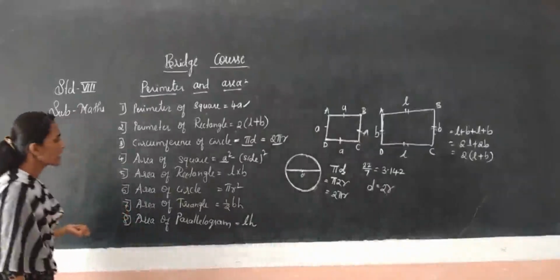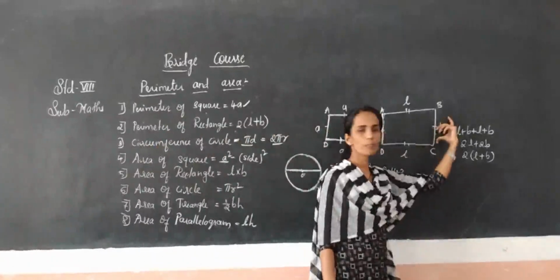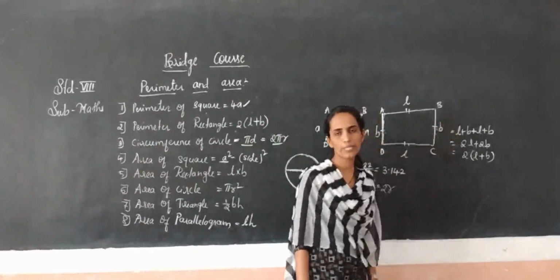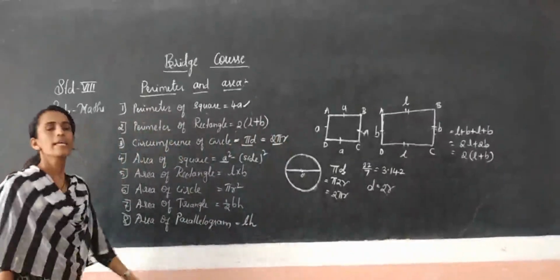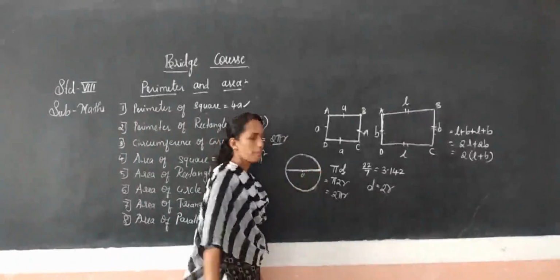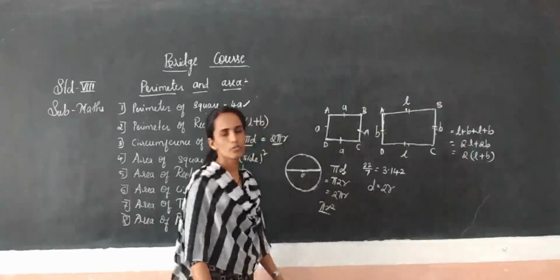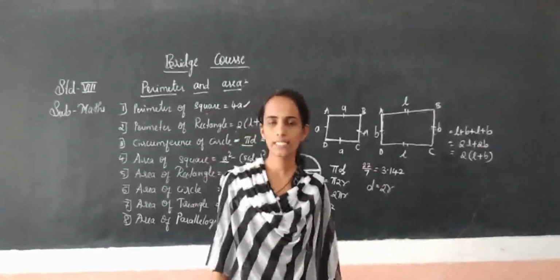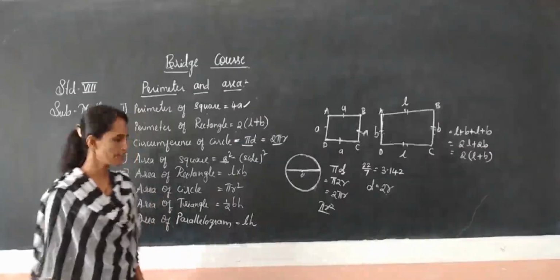So next, area of the rectangle. Area of the rectangle will be length into breadth. Length into breadth will give us l into b square units. So next one, area of the circle. Area of the circle will be pi r square. Pi is the constant, that is 22/7, and r depends on your radius. R means the radius of the circle.